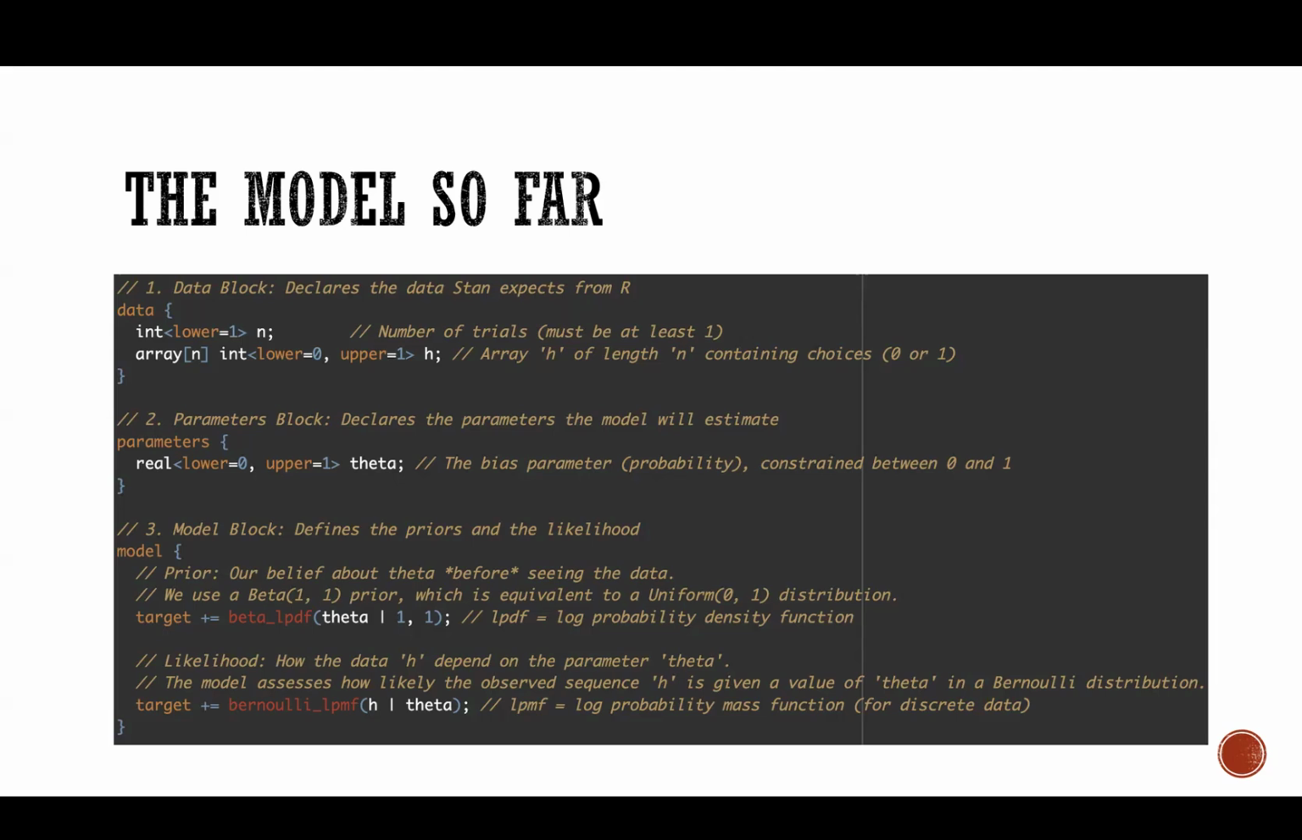In the parameter block, we're still building the simplest possible model, the bias agent. So we have only one parameter, theta, the rate, the propensity at which the agent picks right. It is a real number because all decimals between 0 and 1 are valid. And it has boundaries at 0 and 1 because it's a probability.